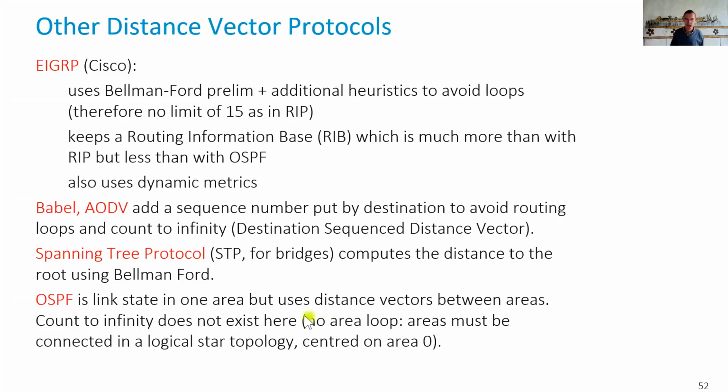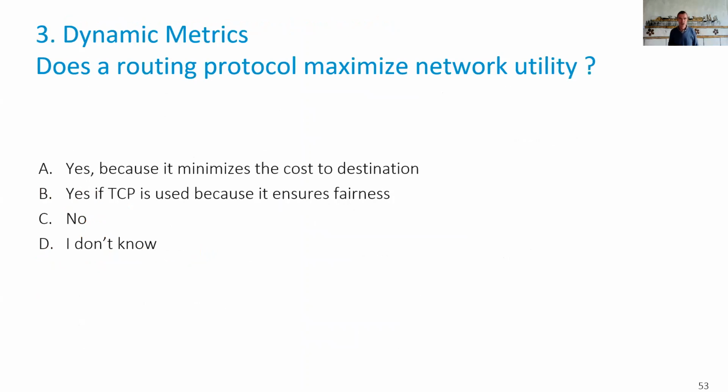In OSPF, areas must be connected to area 0 and must not be connected to other areas. So area 1 cannot have a direct link to area 2. If there is such a direct link, OSPF will disable it, and the connection from area 1 to area 2 must go via area 0. So we have no area loop. We have just a star topology, and on such a topology, none of the difficult things of distance vector occur. This is why OSPF, even with this distance vector addition, continues to be a routing protocol with very fast convergence after changes here.